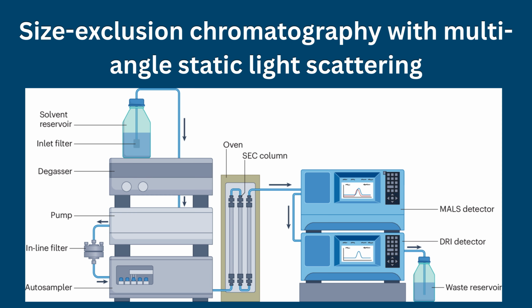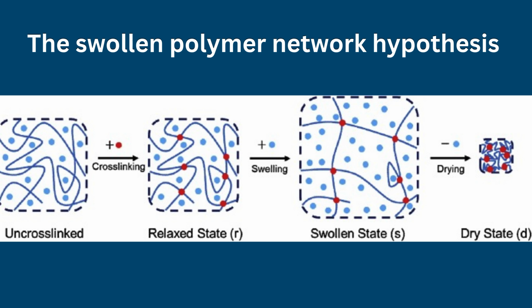Techniques such as size exclusion chromatography, SEC, combined with light scattering enable analysis of molecular weight distributions approaching gelation. Soxhlet extraction is commonly employed to separate sol and gel fractions, allowing independent characterization of each component. The gel fraction can be quantified gravimetrically, while the sol fraction can be analyzed using spectroscopic and chromatographic methods. Swelling experiments provide further insight into network structure.